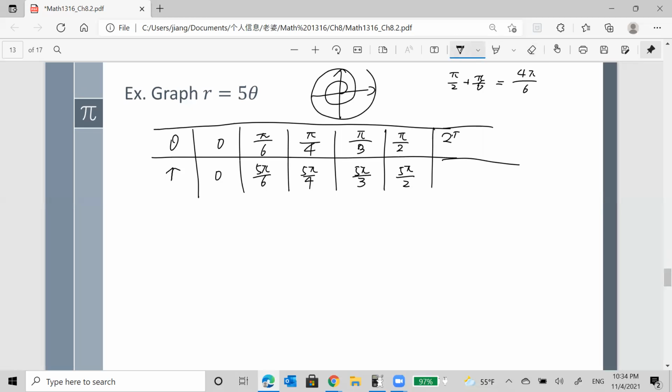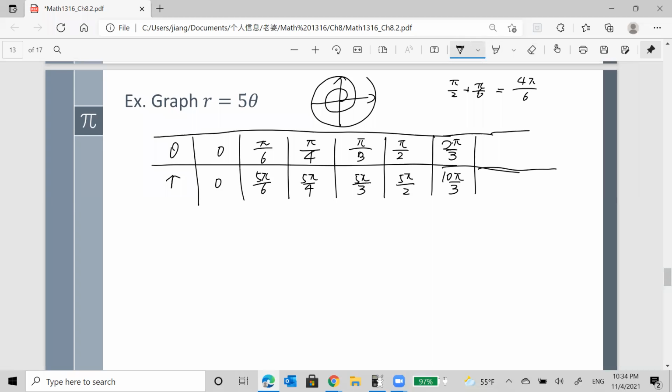Let's put 2 pi over 3 continuously. So the next point is 1 times 5, which is 10 pi over 3. Do I have enough? 1, 2, 3, 4, 5, 6. Maybe just one more. Okay, what are these? So pi over 2 plus pi over 4 is 3 pi over 4. So 3 pi over 4 times 5 is 15 pi over 4.